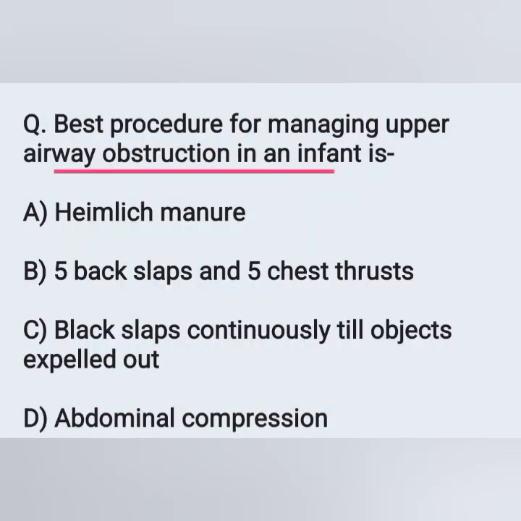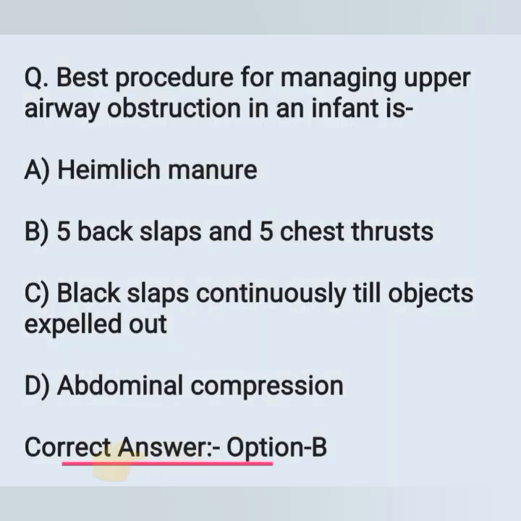And the next question is, the best procedure for managing upper airway obstruction in an infant is. Options: option A, Heimlich maneuver; option B, 5 back slaps and 5 chest thrusts; option C, back slaps continuously till the object is expelled; option D, abdominal compression. Here an infant has an upper airway obstruction. We can manage it, and the best first aid measure is to give 5 back slaps and 5 chest thrusts. Option B is the correct answer. Move on to the next question.